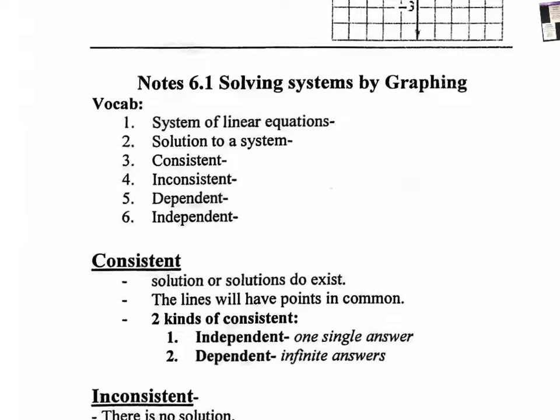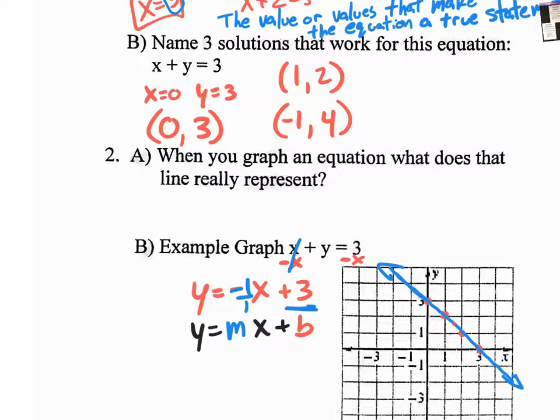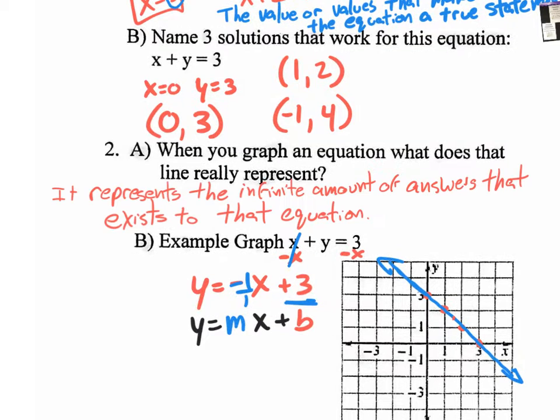Okay, so why do we graph a line? What does that line represent? Every single answer to the equation, all right? How many answers are there to an equation x plus y equals 3? How many answers are there? Infinite. It goes on forever and ever and ever, right? When you first asked that, I said it. So let's go back to number 2a, and it says when you graph an equation, what does that line really represent? It represents the infinite amount of answers that exist to that equation.